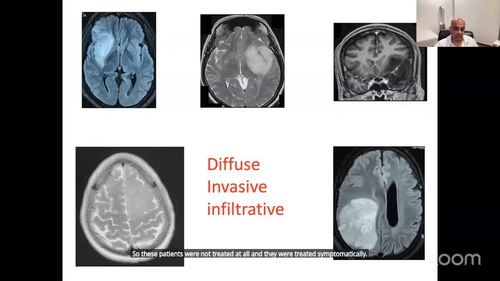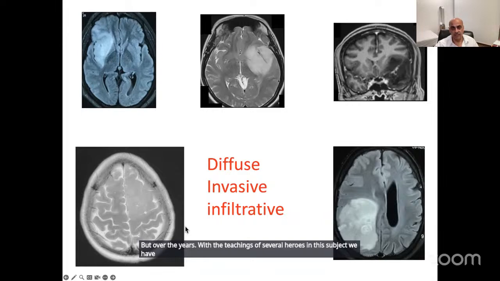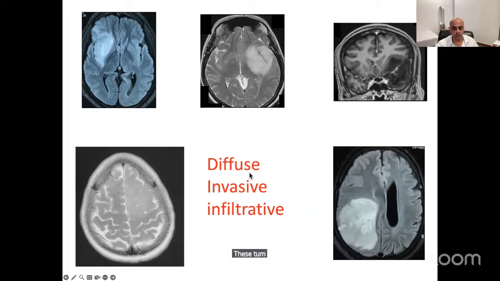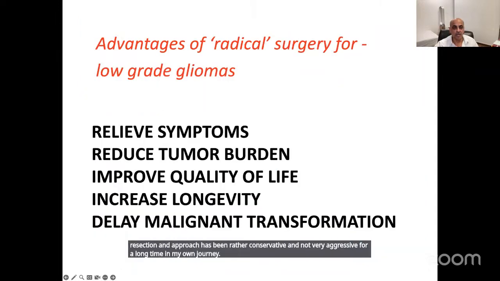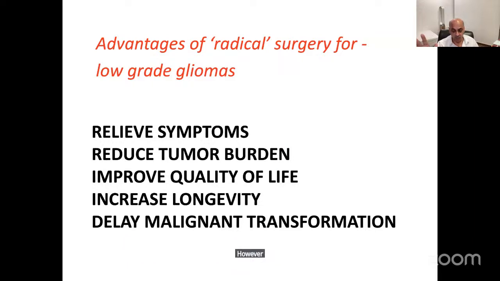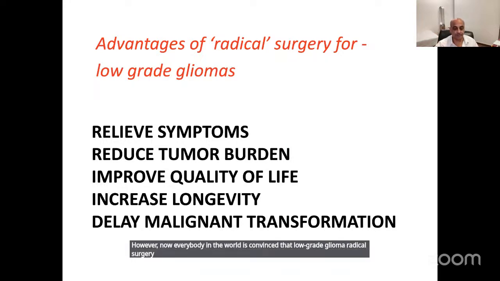But over the years, with the teachings of several heroes in this subject, we have now concluded that radical surgery is good for these tumors. These tumors have been called diffuse, invasive, infiltrative. These terms by themselves negate the possibility of radical resection, and the approach has been rather conservative and not very aggressive for a long time in my own journey. However, now everybody in the world is convinced that radical surgery for low-grade glioma is good for the person.